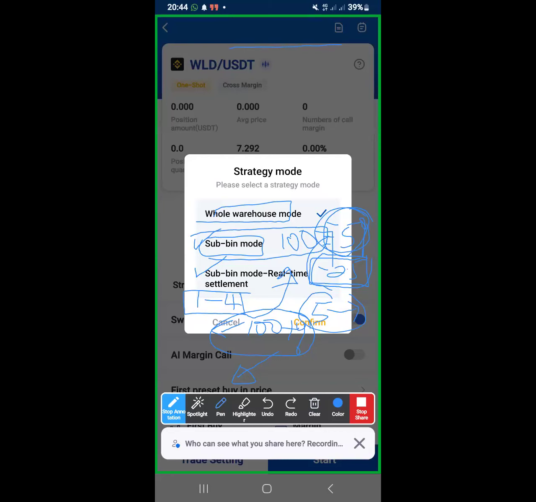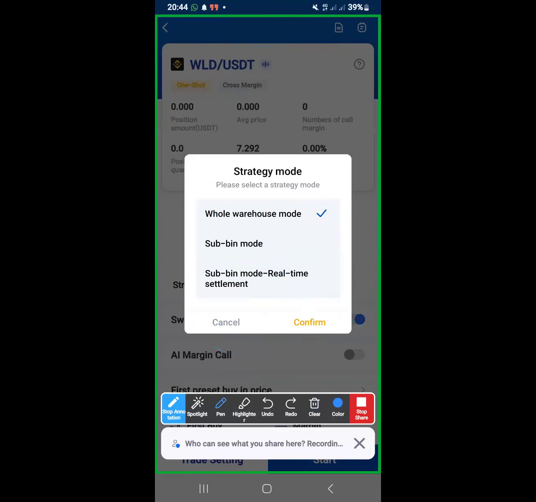So that is basically what you need to understand between these 3 strategy modes. The best strategy mode here, if you want to enjoy some sub-sales, because most times the market price may not go so much in your favor. There are points you will enter the market and the market begins going against you seriously. In such a scenario, if you want to take advantage of the dipping market prices, set your robot onto the Sabine mode real-time settlement. Let your strategy mode be in the Sabine mode real-time settlement.